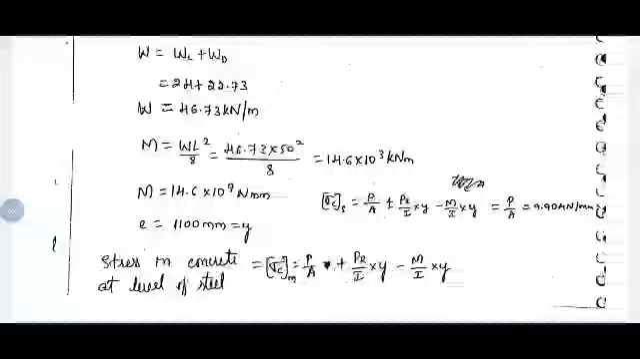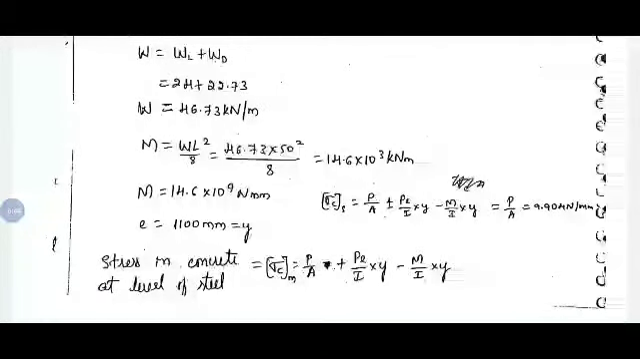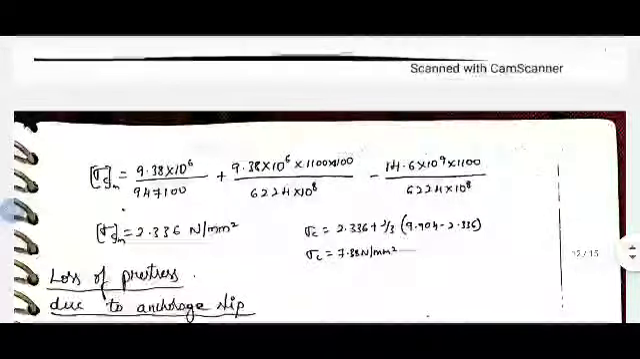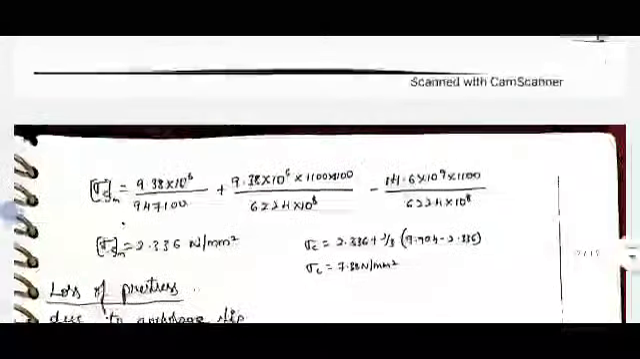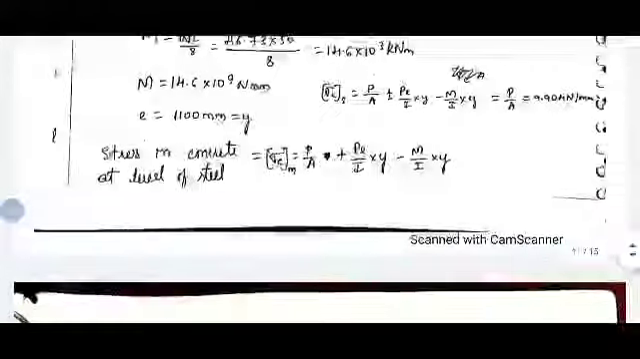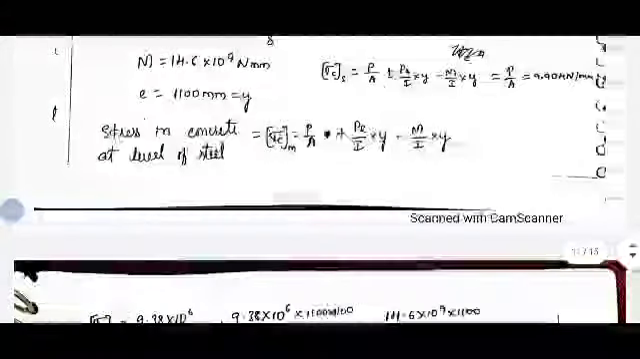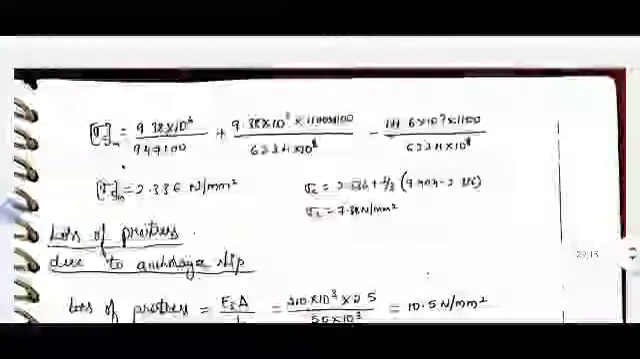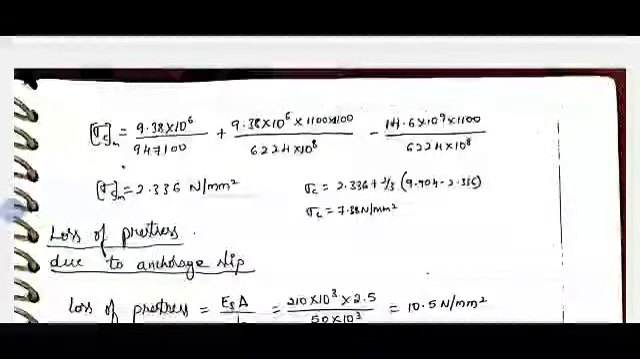So at support P by A will remain because in P by I into y, both e and y are 0, and in M by I into y, y is 0, so we remain with P by A. Stress in concrete at the level of steel, we will remain with all the values. So by simplifying, we will get 2.336 Newton per mm square as the midspan stress and 9.904 Newton per mm square as the support section, and by taking average of both, we will get 7.38 Newton per mm square.